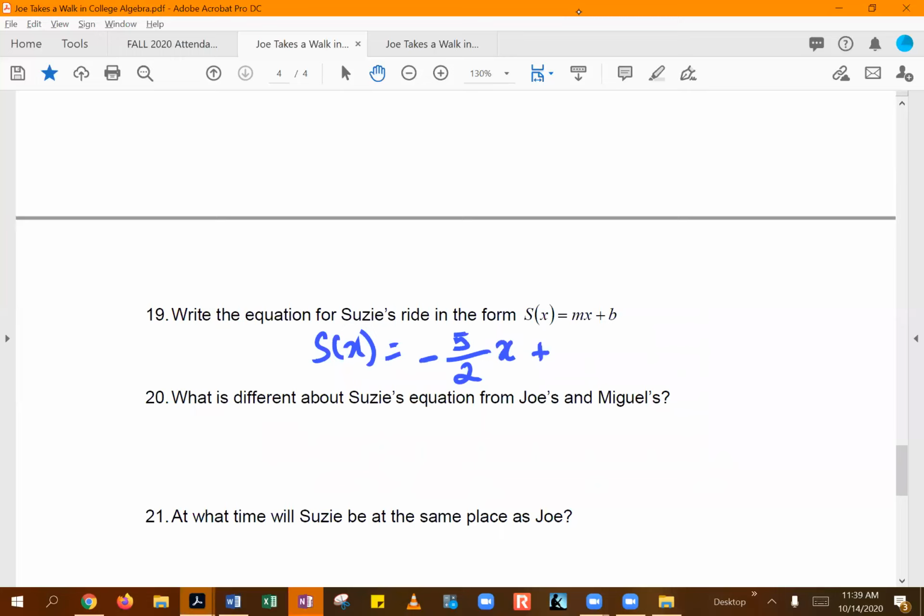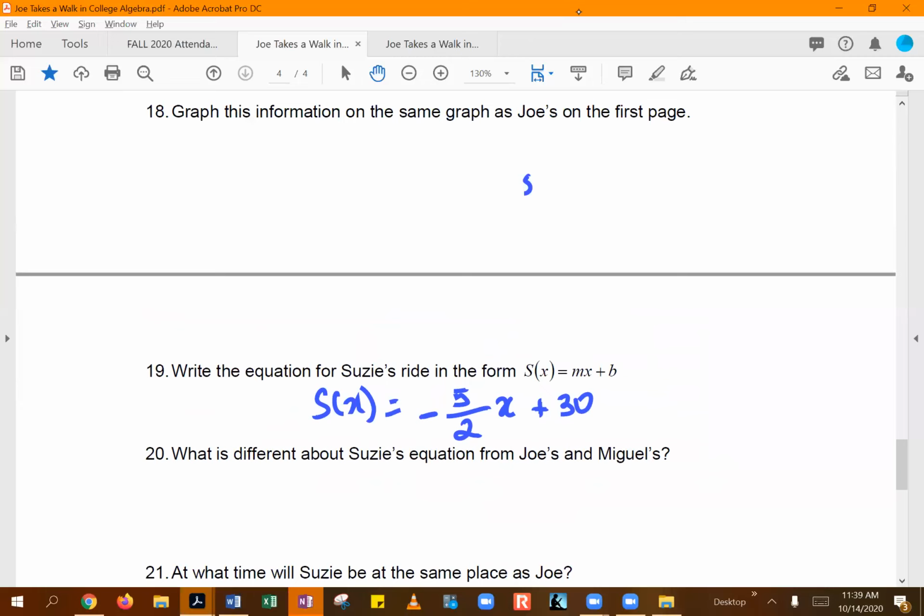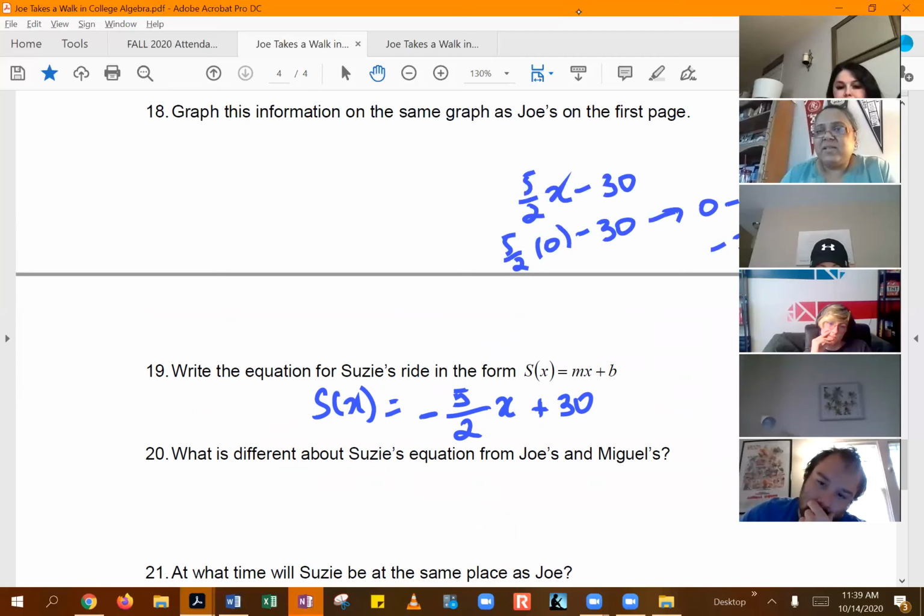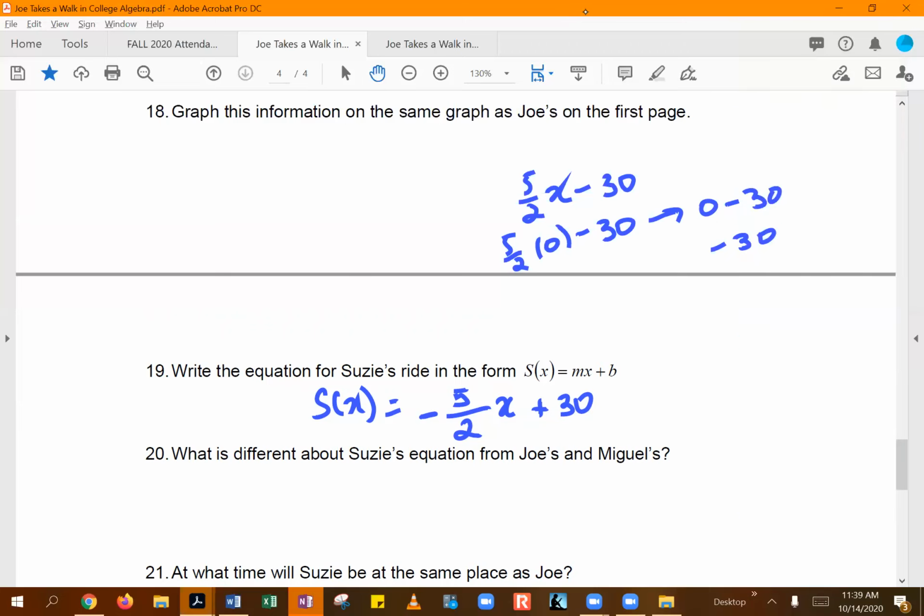And again, her starting point was 30, because if you leave the 5/2 positive and make the 30 negative, if we start with x as being 0, you would have 5/2 times 0 minus 30, which would technically give us negative 30 as the answer. And our street number cannot be a negative number. So that's the reason why we don't want to put the negative on the 30.